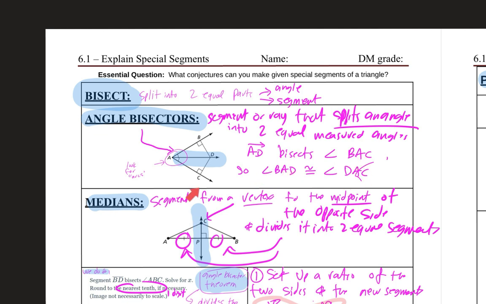A median is a segment. It goes from a vertex through the middle, right? That's why it's called the median, and divides into two equal segments, right? If it goes through the middle, each side is equal. Okay, so that's the main thing that we need to know from our first day of notes.